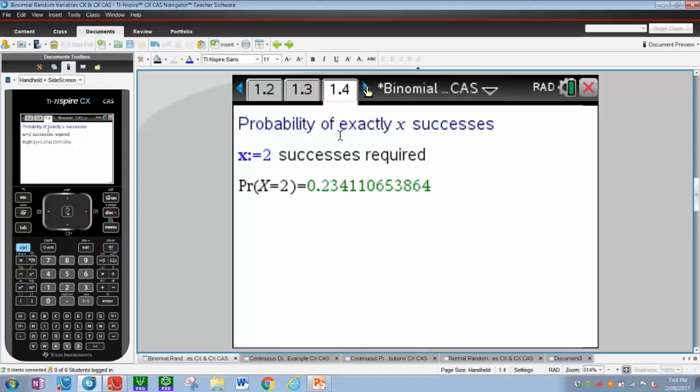I beg your pardon? I wouldn't be upset if I got more. Oh, exactly right, yeah. So that's the probability of that one there.